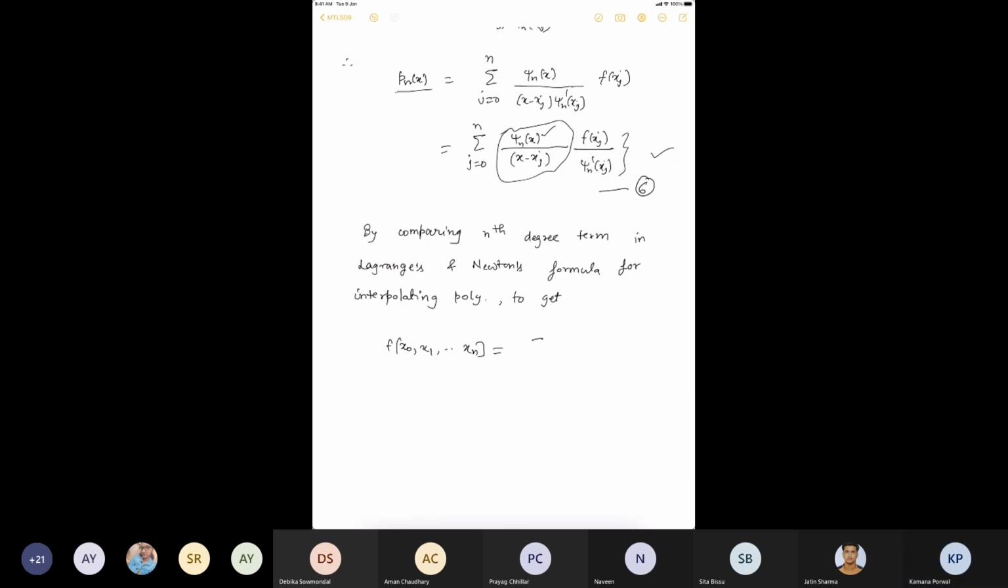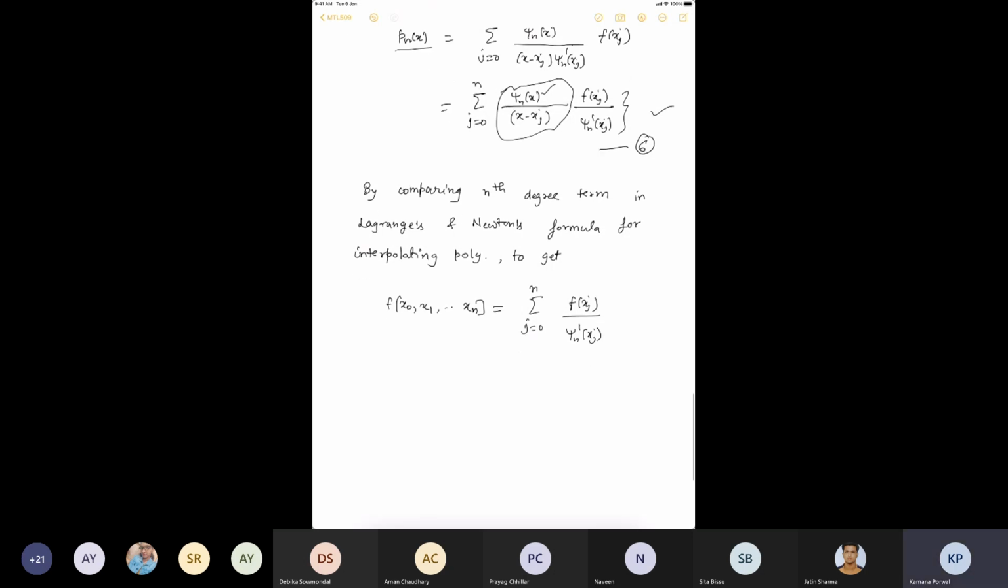So what do we have? We will get it as the sum of f of xj divided by phi prime of xj, where j is equal to 0 to n. Okay, so upon comparing both the forms, this is what we have got. So let's call this 7.